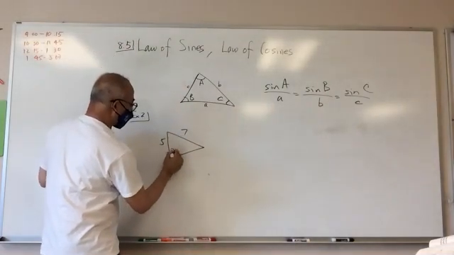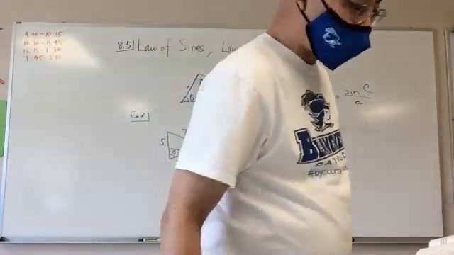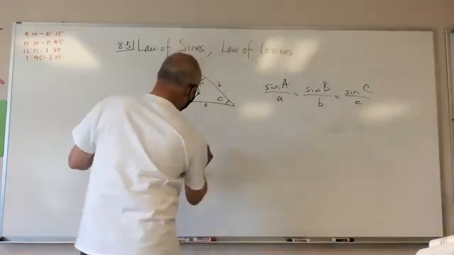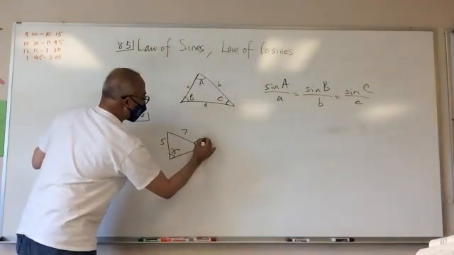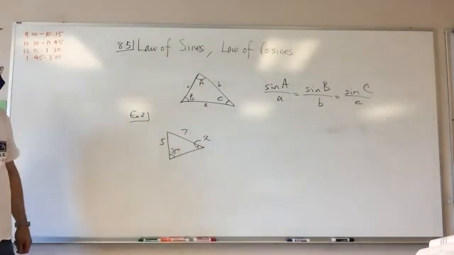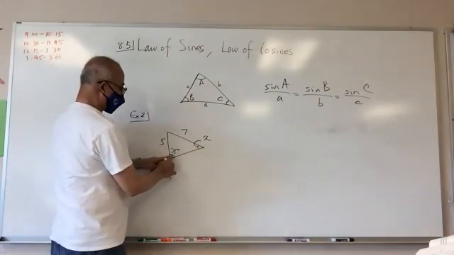5, 7, this is 75 degrees. And they want me to figure out this angle over here. I want to know what this angle is. We'll call this x. So the opposite of this angle is this side, and the opposite of this angle is this side.